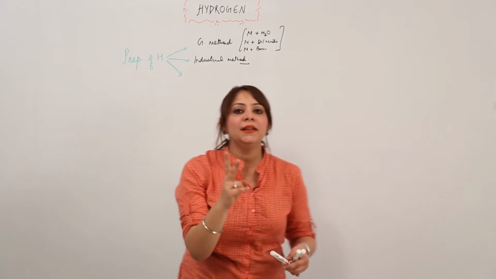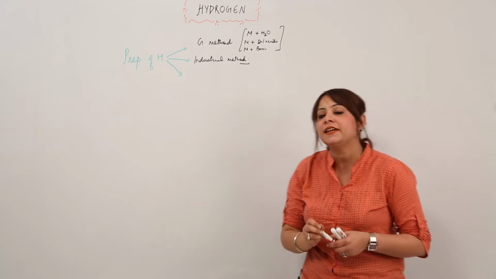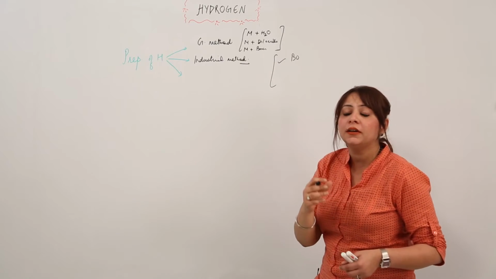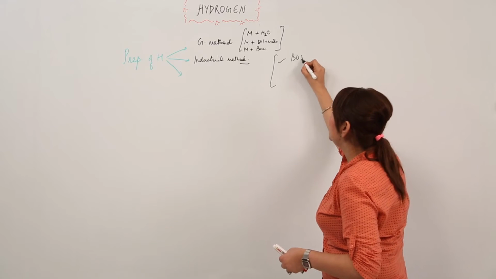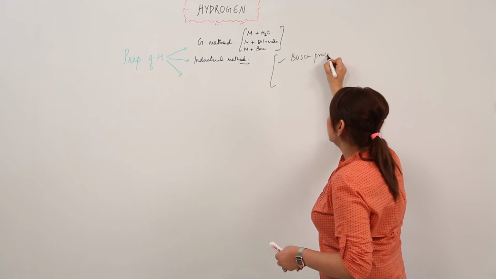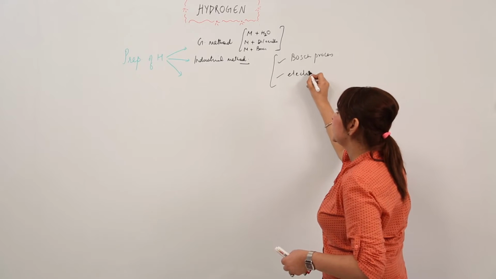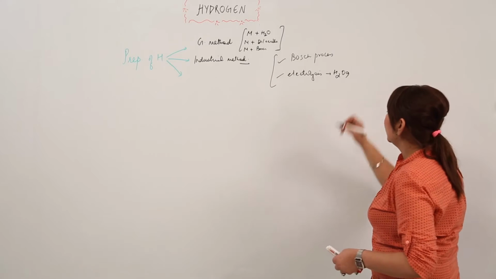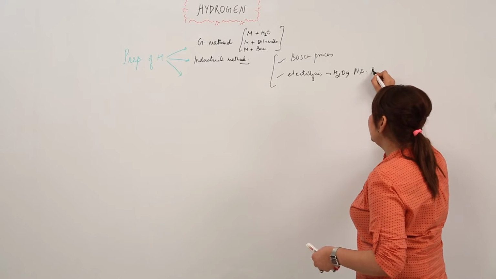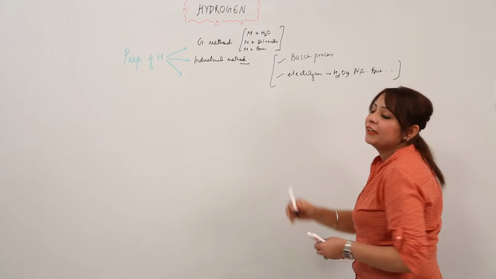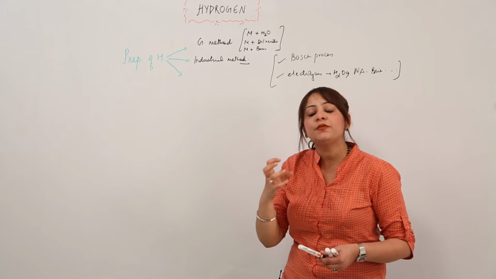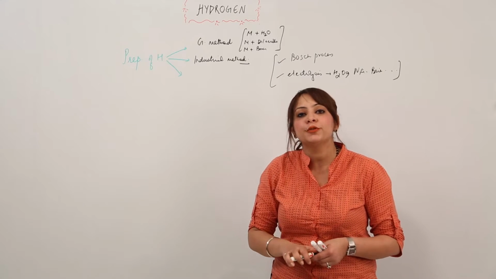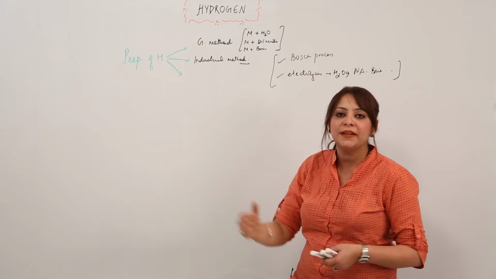We have two methods by which hydrogen is prepared in the industries. One is the most popular process, that is the Bosch process, and the other one is the electrolysis of some substances like water, natural gas, brine solution, and so on. So there are a few substances on which you can carry out electrolysis and they lead to the formation of hydrogen. We'll be taking up these methods separately.